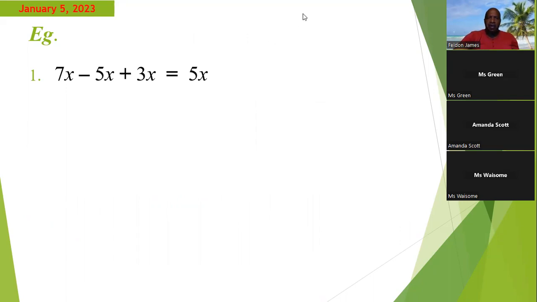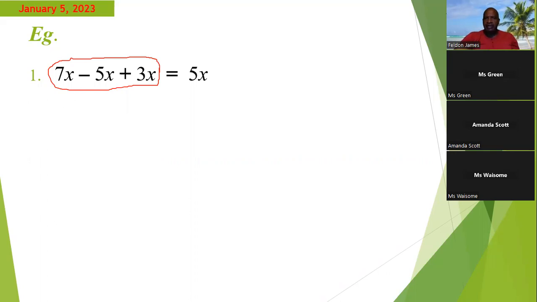Now, the left-hand side here is an expression. But this expression can be simplified because it has like terms. So this is an expression with like terms. And so you have to understand that an expression doesn't mean that you only have unlike terms in it. Sometimes you have like terms in an expression.